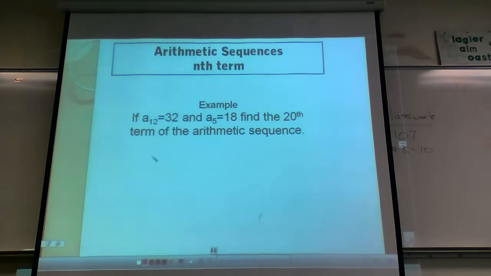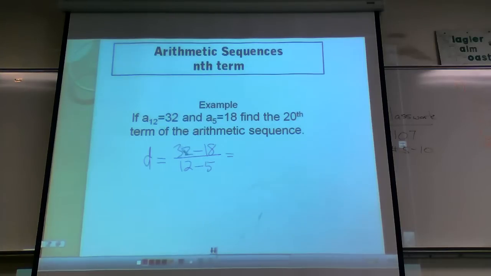Now, either way you do have to find out what the common difference is. If I'm giving you the 5th term and the 12th term, what do you think I'm going to do to find the common difference? Subtract them, and then divide by the amount that's in between. Like on the bottom, I can do 12 minus 5, right? And that would be it.